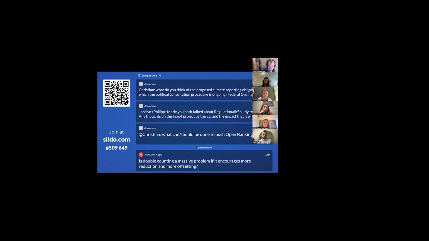And there are different projects. One of the key things that I would almost say is that there's almost too many projects going on. It's hard to keep an eye on which ones to follow, at least in the freight industry when it comes to carbon emission reporting. But I'm afraid I don't know about the Taxo 4 project, so I can't comment on that. Maybe the others can.